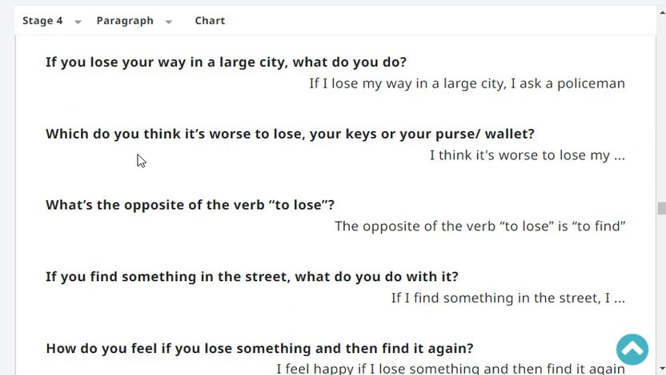Which do you think is worse to lose, your keys or your purse? I think it's worse to lose my keys. Very good. What's the opposite of the verb to lose? The opposite of the verb to lose is to find. Very good.